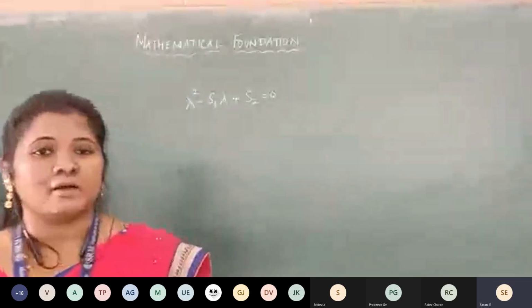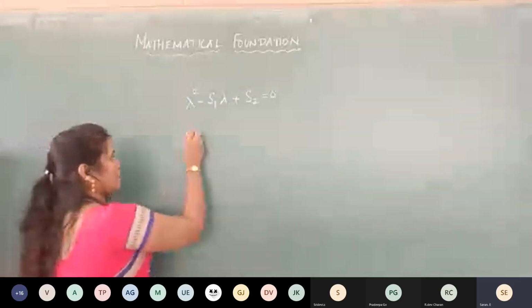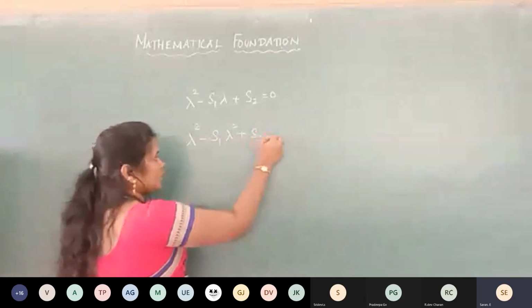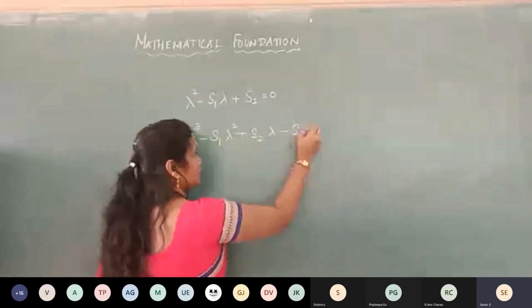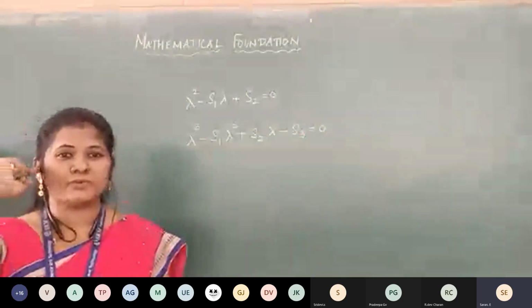Okay. And then for a 3 cross 3 matrix, your formula will be lambda cube minus S1 lambda square plus S2 lambda minus S3 equal to 0. Okay, this is for your 3 cross 3.